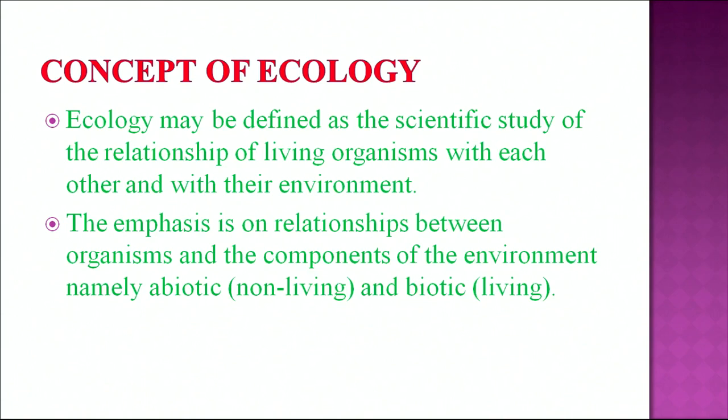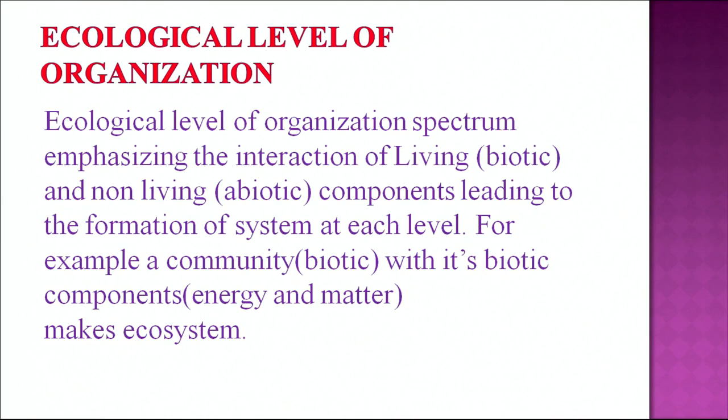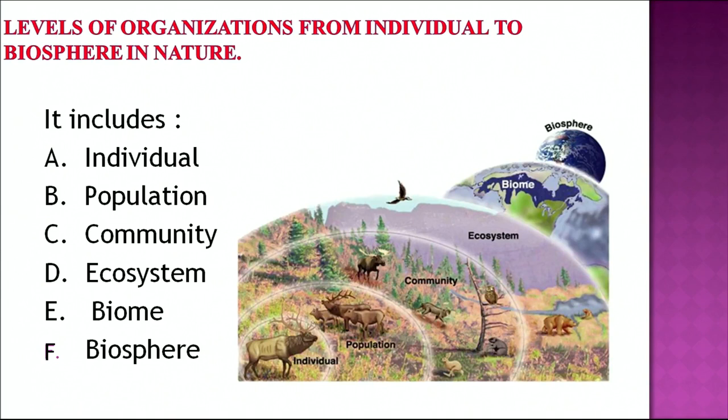The emphasis is on relationships between organisms and the components of the environment, namely abiotic, that is non-living, and biotic, that is living. Ecological levels of organization: the spectrum emphasizes the interaction of living, that is biotic, and non-living, that is abiotic, components, leading to the formation of a system at each level. For example, a community, that is biotic, with its abiotic components like energy and matter makes an ecosystem. This slide shows levels of organization from individual to the biosphere in nature. It starts with individual, then population, community, ecosystem, biome, and finally the biosphere.